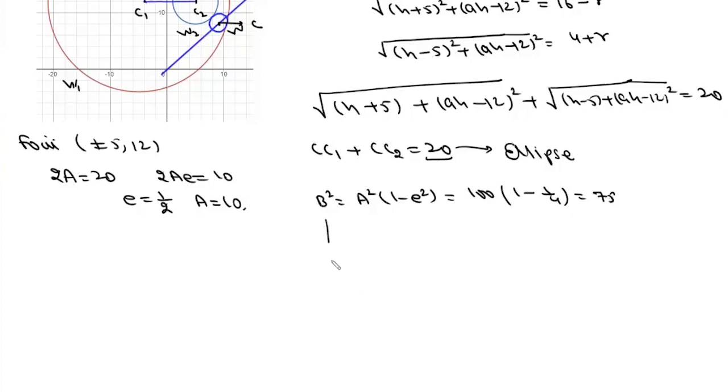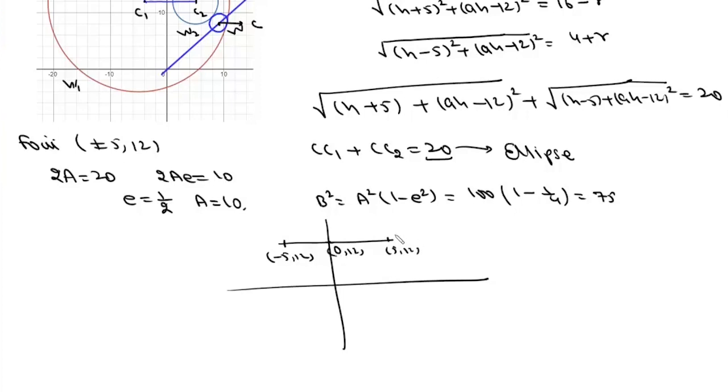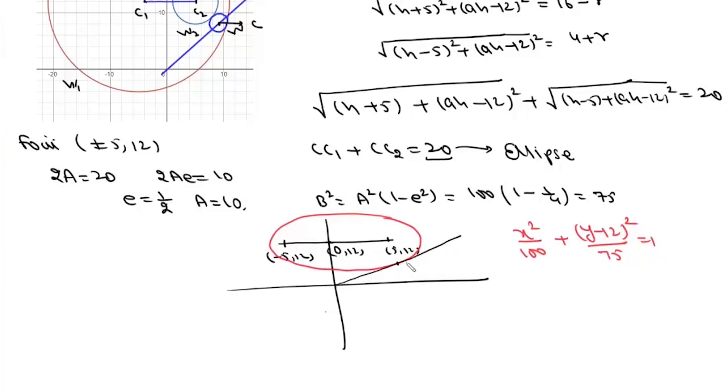So we have this ellipse with focus at minus 5, 12 and plus 5, 12, so its center will be at 0, 12. So it will be this ellipse whose equation is x square upon 100 plus y minus 12 whole square upon 75, and it is equal to 1. Now we have to find a point on this ellipse so that line joining the point to origin has the least slope. So we'll have to find this point where this line will be tangent to this ellipse. So we have to find this slope.